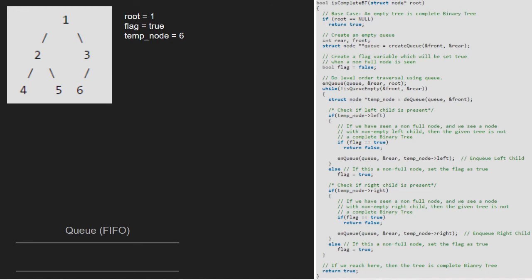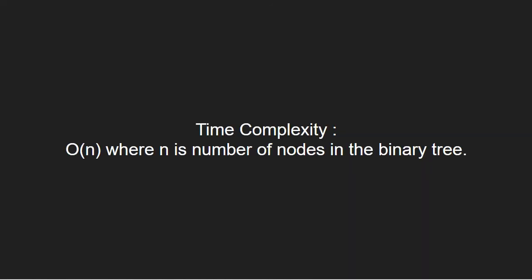Now let us have a look at the time complexity of the program. This code will run in big O of n complexity. Here n is the number of nodes in our tree.